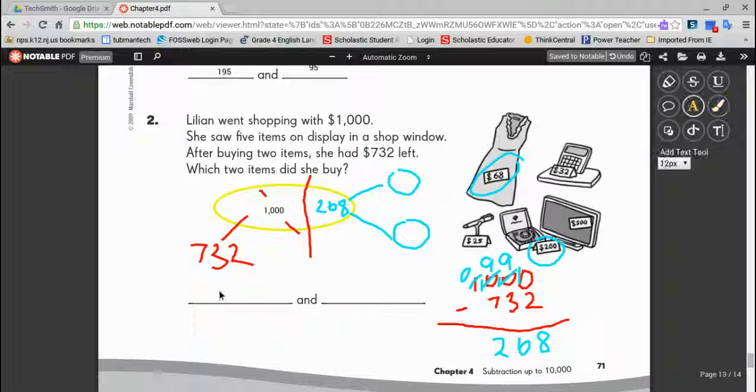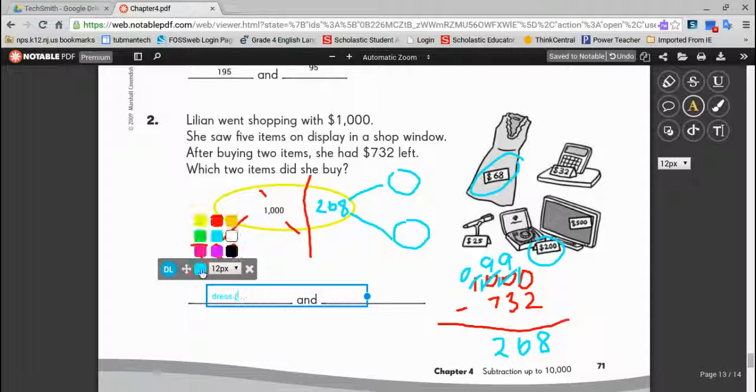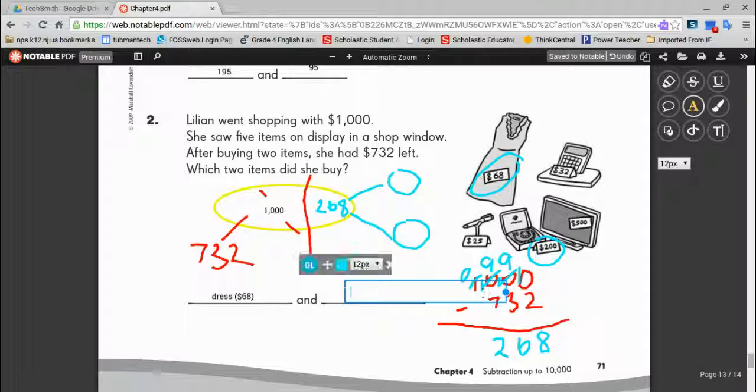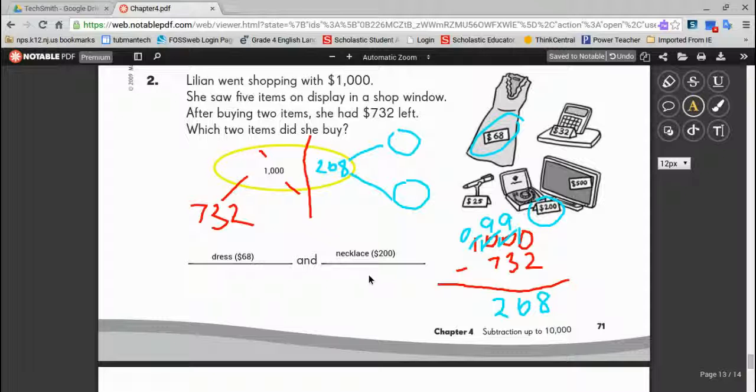Well, that looks like a dress. I'm going to write the word dress. Okay, and I'll put in commas. She bought a dress which cost $68. And she bought a necklace. Which cost $200. Alright. And that is page 71.